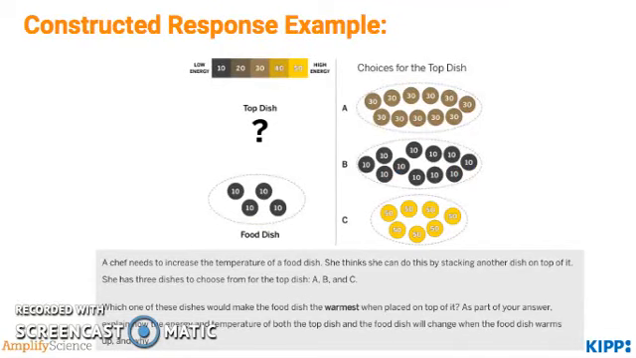The bar is high for students, isn't it? Let's look at an example of a constructed response. Take a few minutes to pause here and jot down what you think.